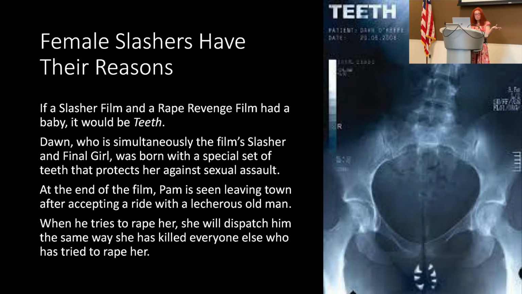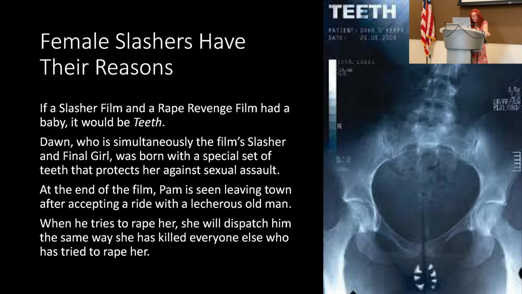Teeth. If the slasher film and the rape revenge film had a baby, it would be Teeth. In Teeth, Dawn, who is simultaneously the film's slasher and the final girl, was born with a special set of teeth that protects her against sexual assault.